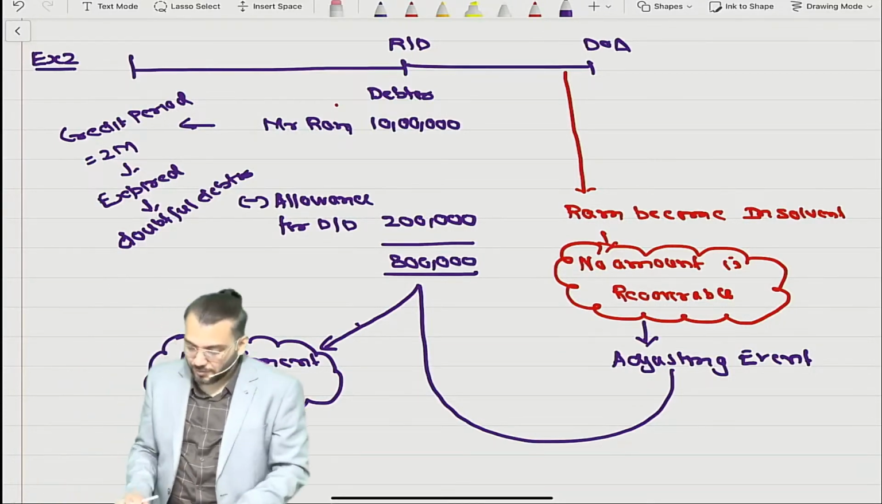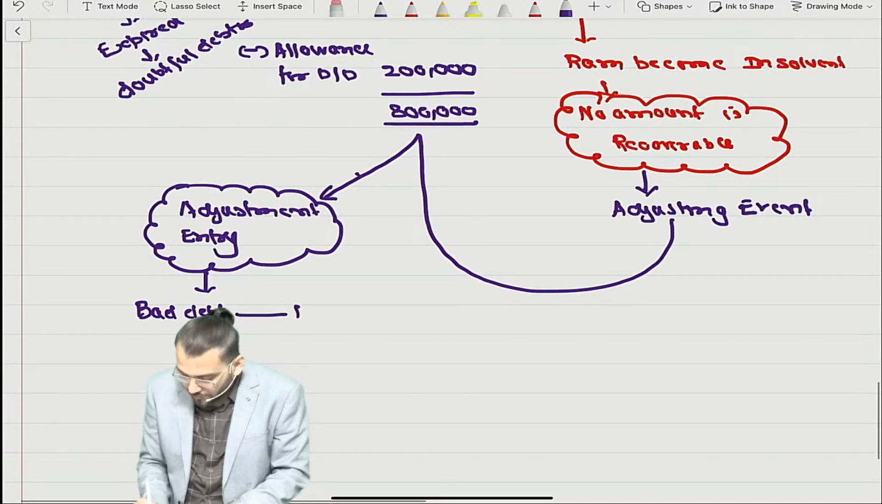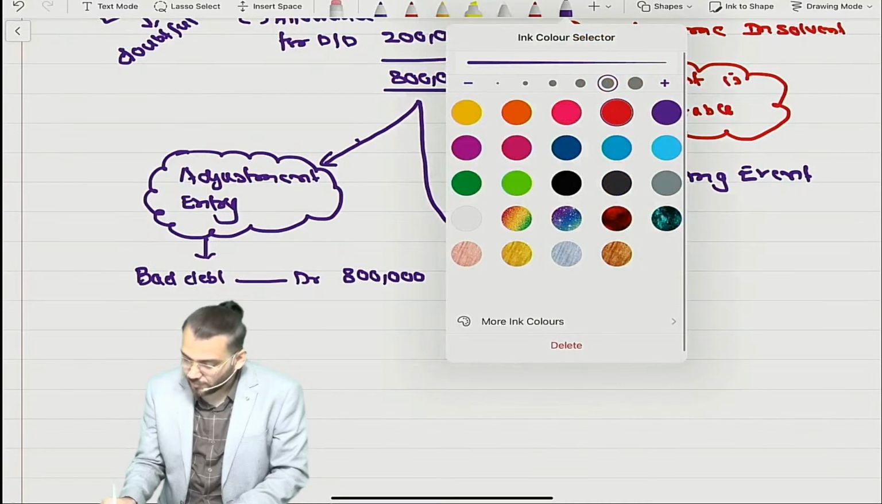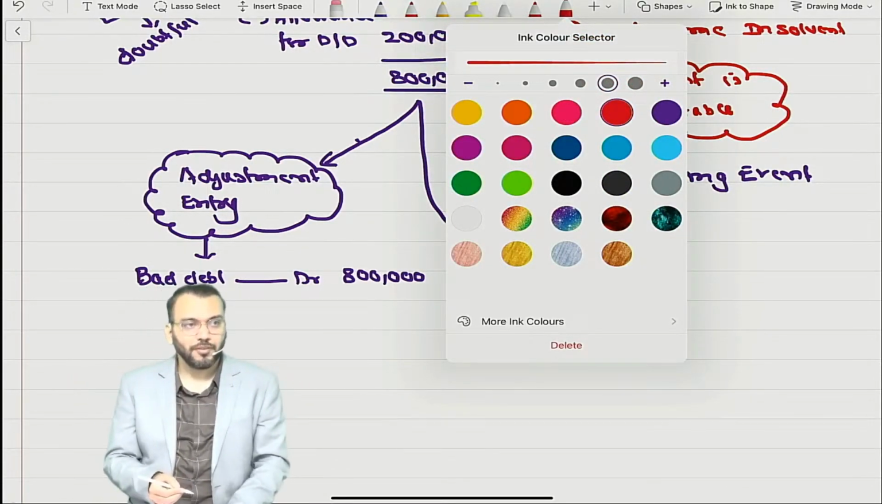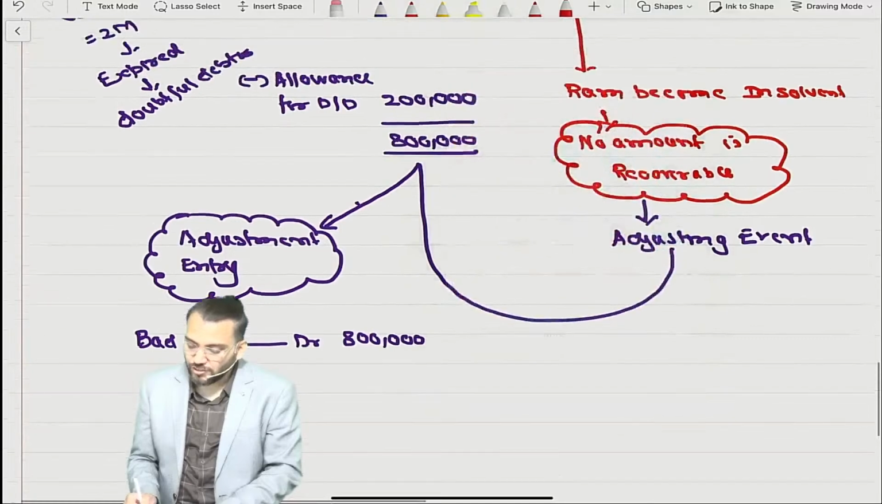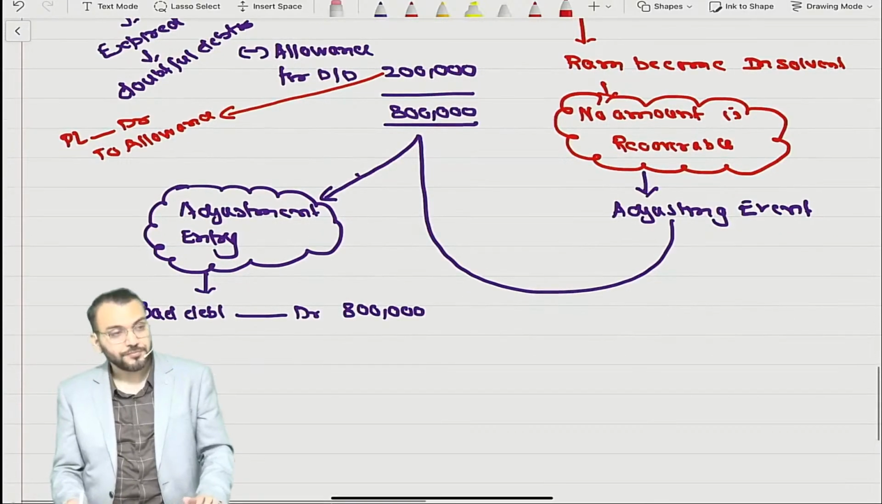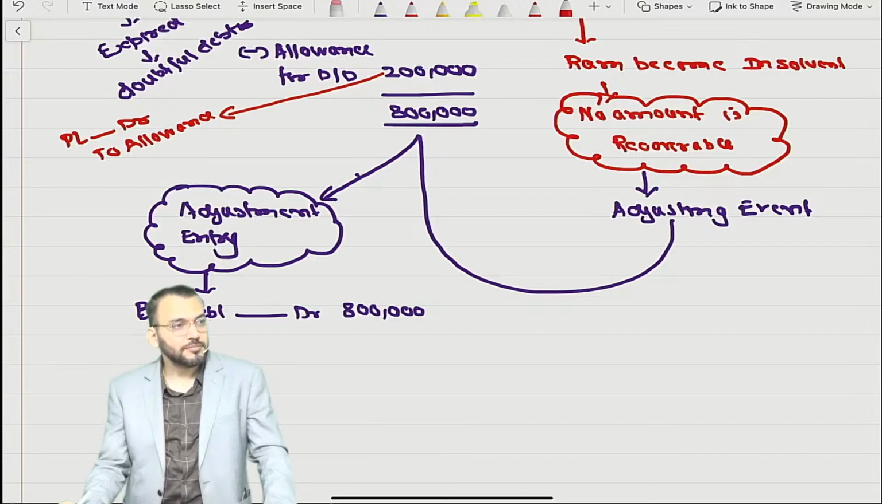Bad debt account debit to. Means what journal entry is saying? Bad debt account how much? 8 lakh, na. Then do it. What journal entry you have done here? The journal entry was P&L account debit to allowance. Bad debt account debit 8 lakh.